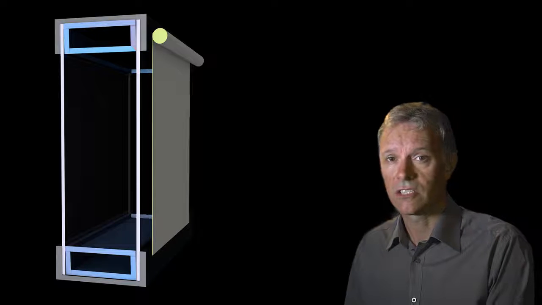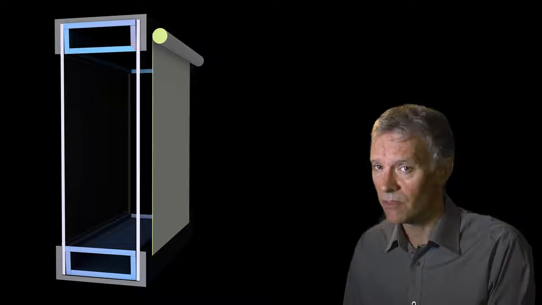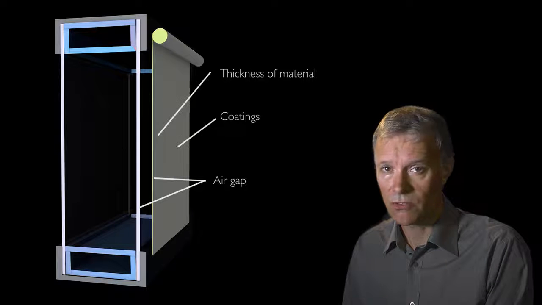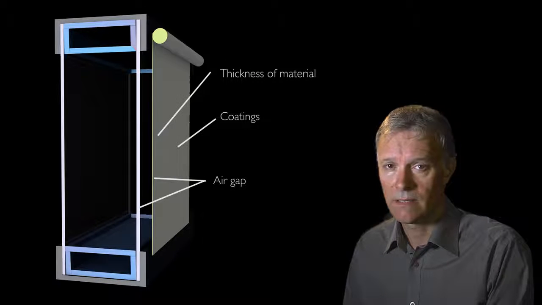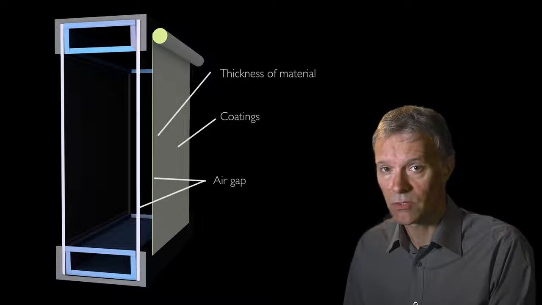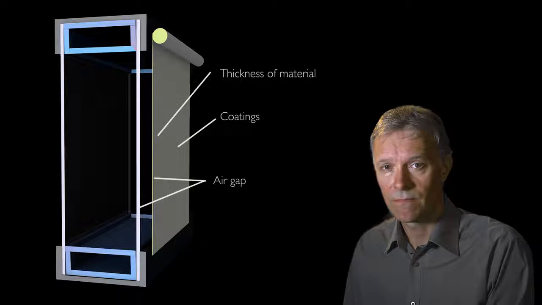U-values of blinds and shutters vary depending on the thickness and construction of the material, coatings that are applied to the material, the air gap between the glazing and the blind, or any other gaps around the extremities.